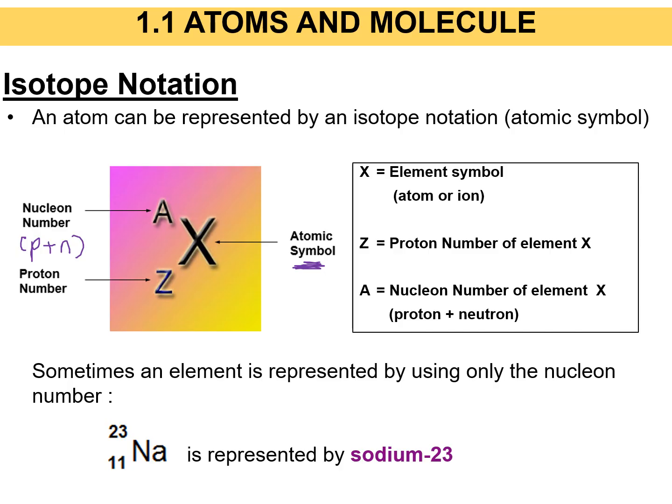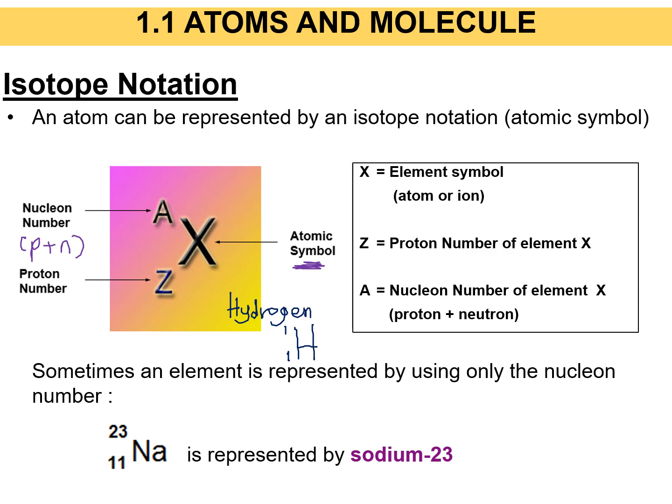Okay, for example, if let's say I want to write the isotope notation for hydrogen. So it is important for me to know the atomic symbol for hydrogen. We know that the atomic symbol for hydrogen is H, right? And the proton number of hydrogen 1. And the nuclear number dia 1. So this is how you write the isotope notation for hydrogen atom.